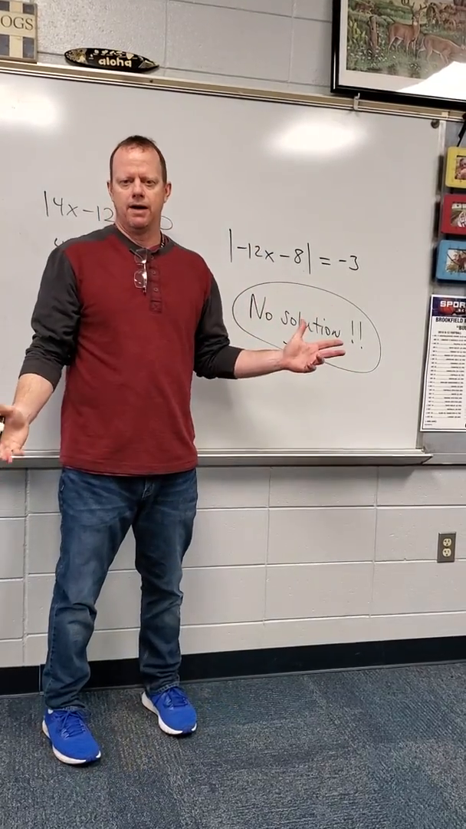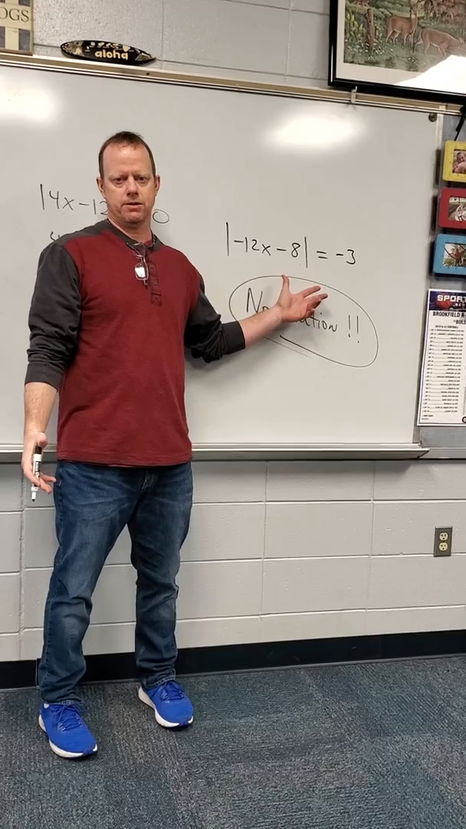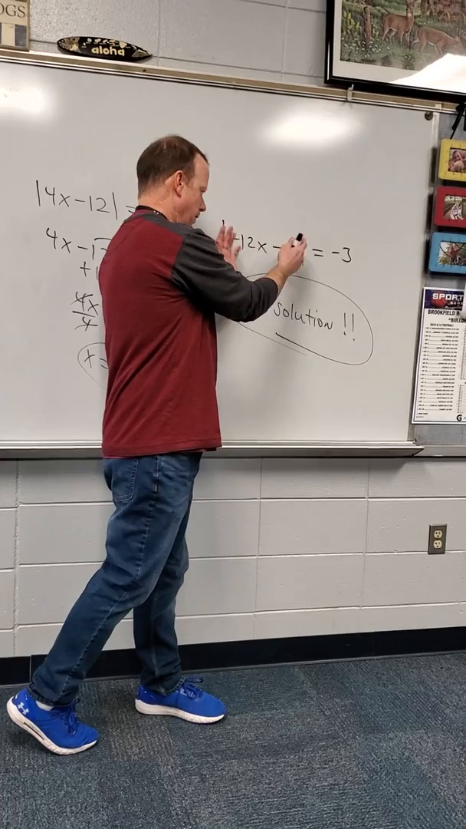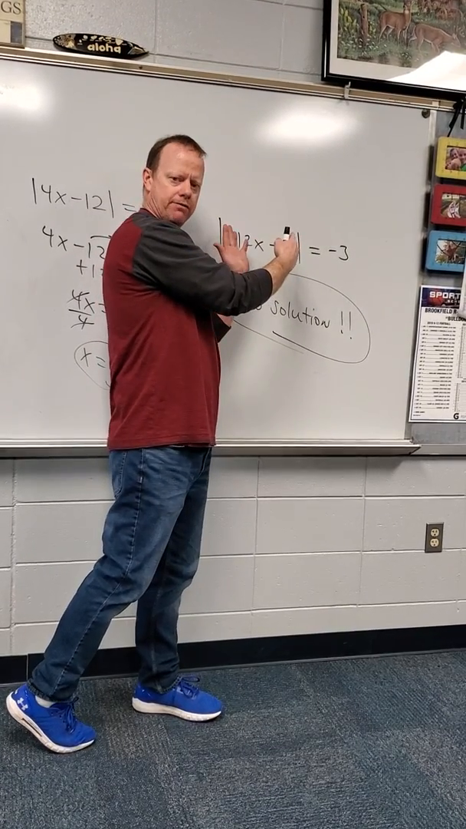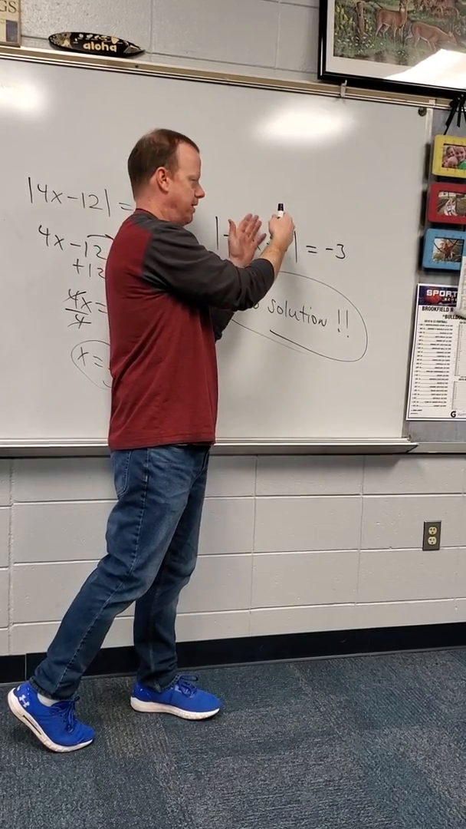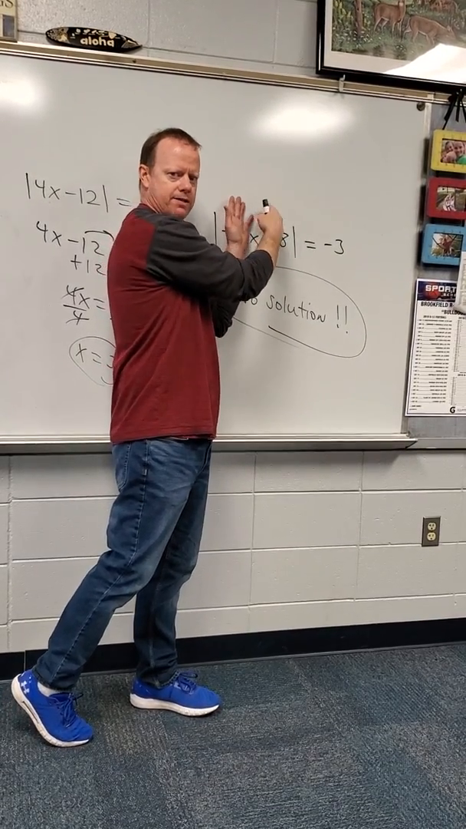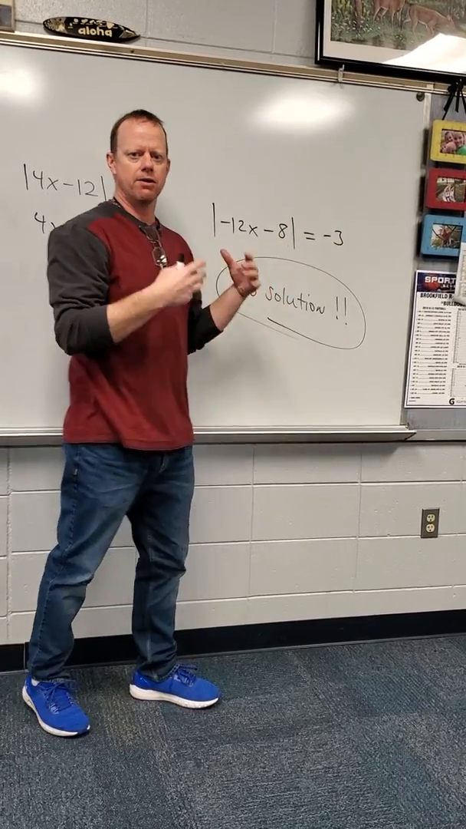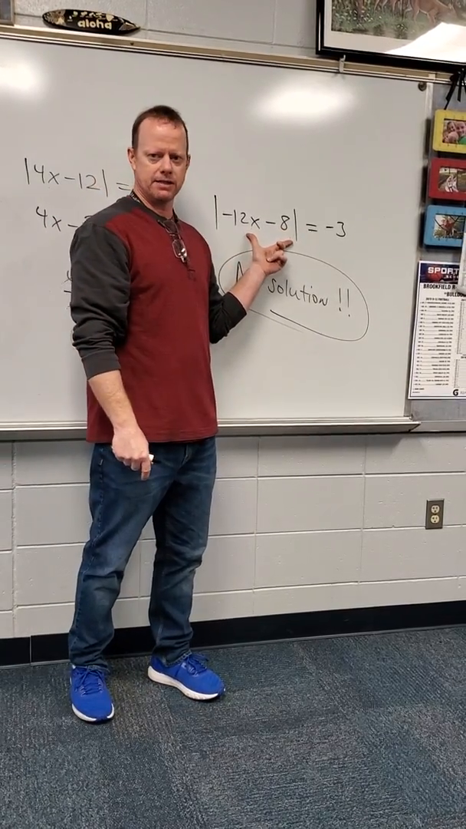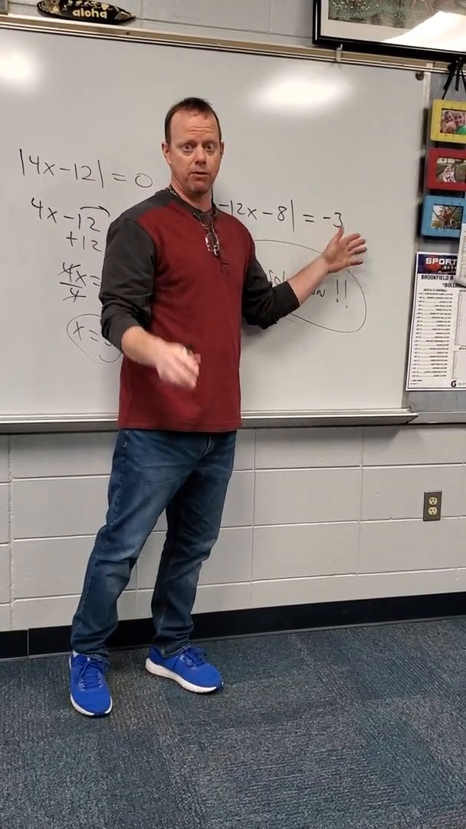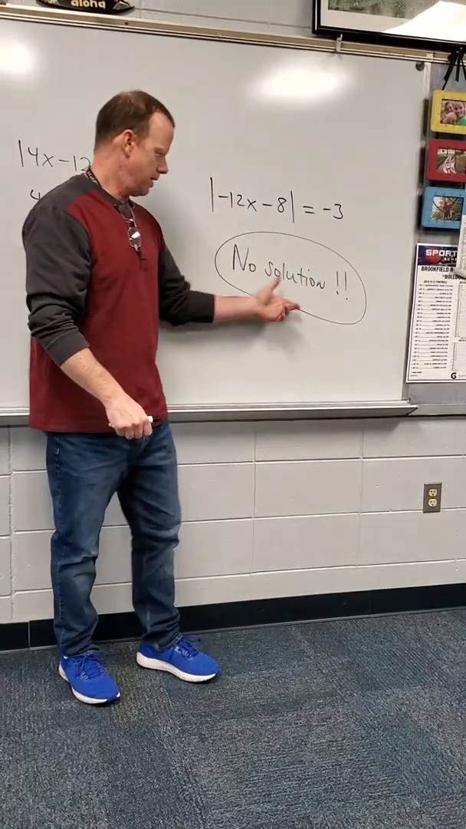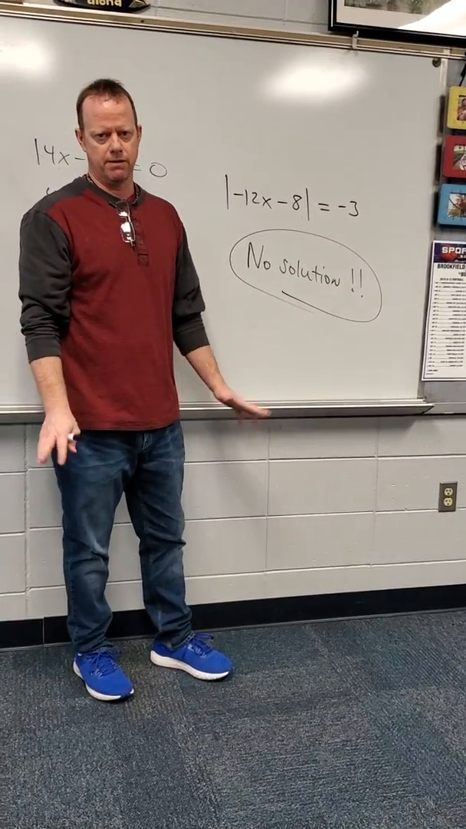The reason this equation has no solution is because I don't care what we plug in for x. Whenever we do the math in here, what are the absolute value bars going to do to this part of the problem? It's going to make it positive, and you can never have something that is positive equaling something that is negative. So anytime you're solving an absolute value equation, the absolute value is isolated, and it equals a negative number, any negative number, your answer is always, 100% of the time, no solution. You don't need to do any more math on that.